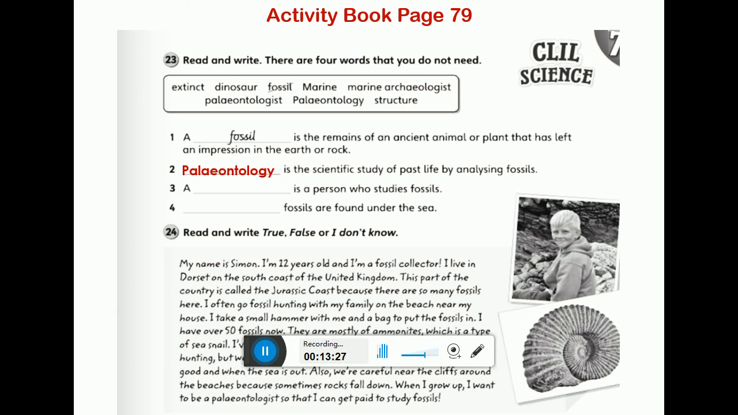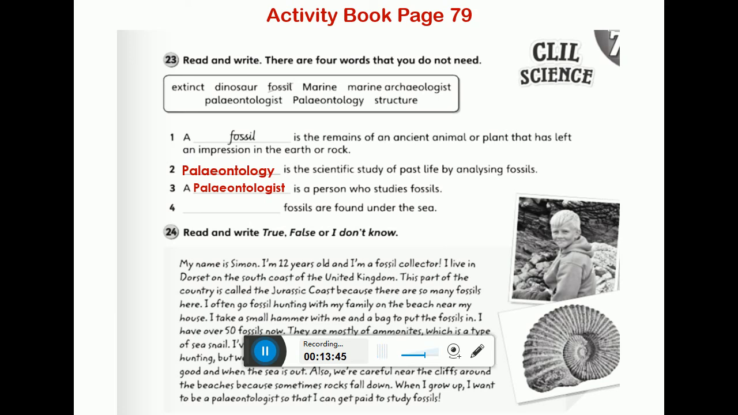Excellent. Number 2. It's already done too. Paleontology. Paleontology is the scientific study of past life by analyzing fossils. What's number 3? Is a person who studies fossils? Looks like paleontologist. Yes. Excellent. Paleontologist is a person who studies fossils.